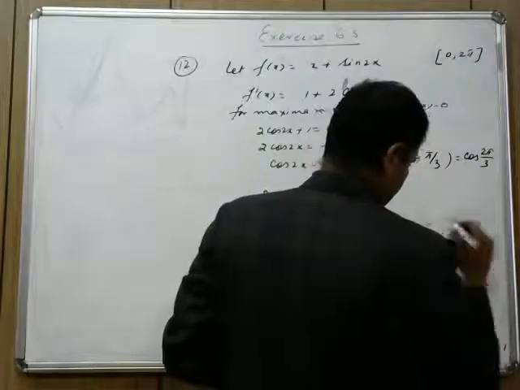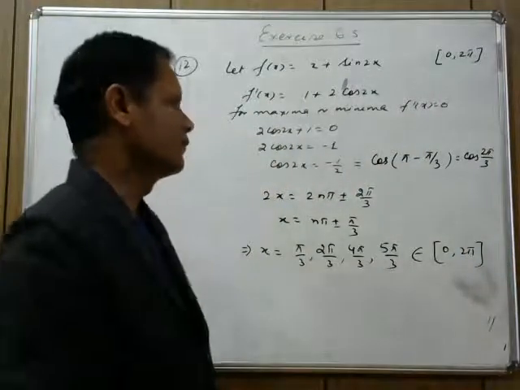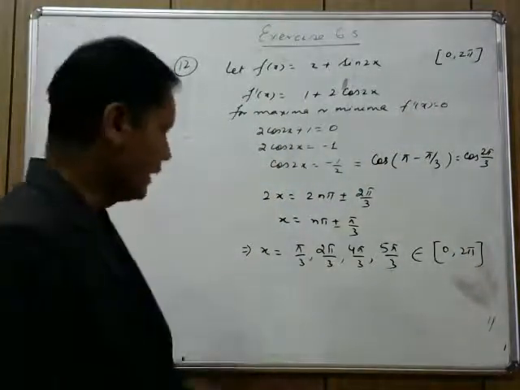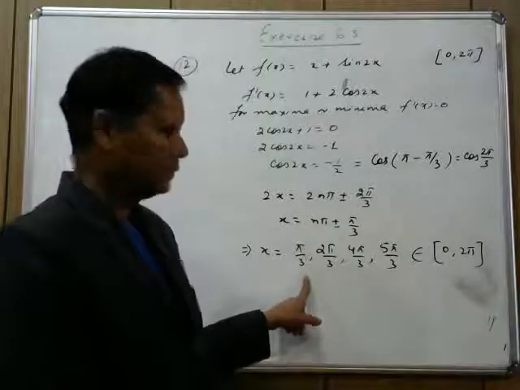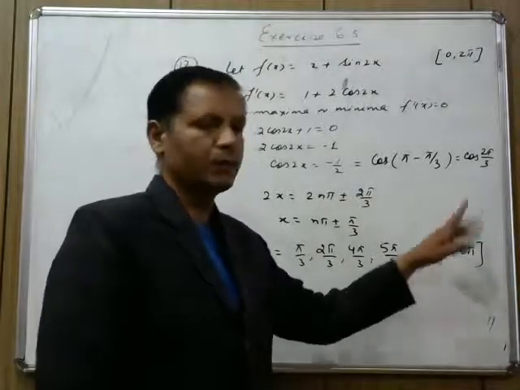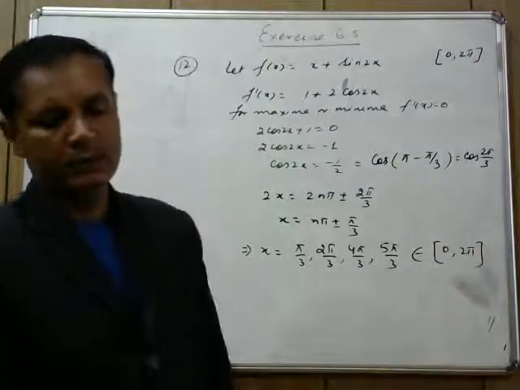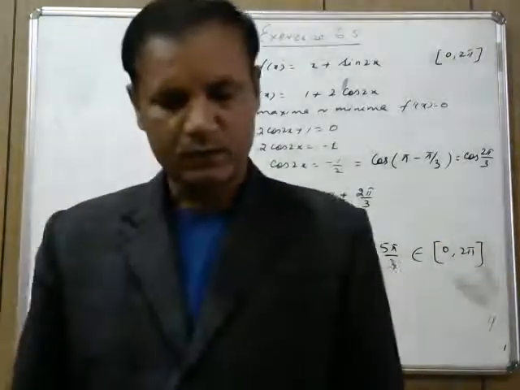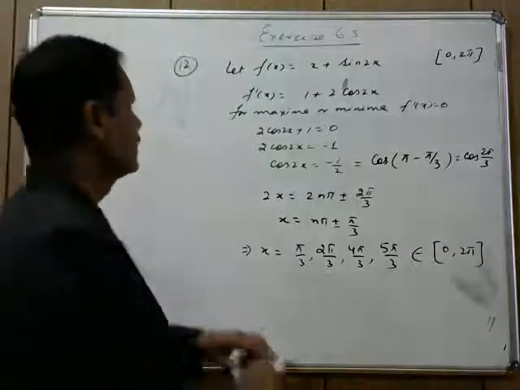That means now we will check the value of the given function f at pi by 3, 2 pi by 3, 4 pi by 3, 5 pi by 3, 0 and 2 pi, and we will check whether it is maxima or minima. Right? Now we will evaluate the function.